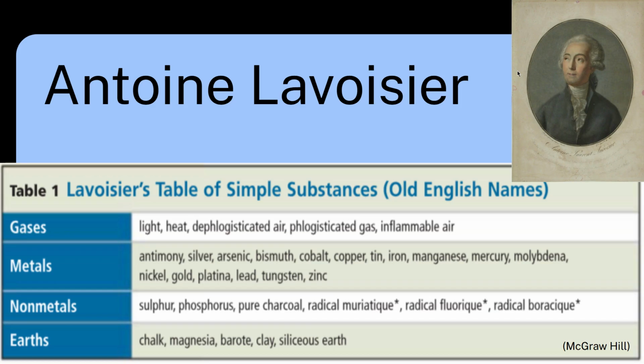The top picture is a picture of him, and the bottom is a table of simple substances where it shows the 4 areas he separated the elements into, which were gases, metals, nonmetals, and earths. It gives examples of what he thought were in each, like light and heat for gases, silver and arsenic in metals, sulfur and phosphorus for nonmetals, and chalk and magnesia for earths.